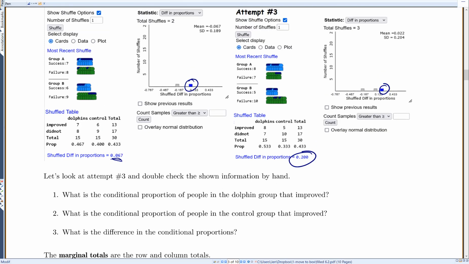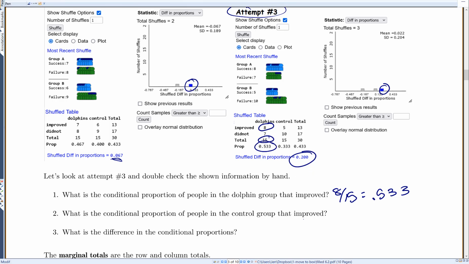So we're only looking at attempt 3. So this attempt right here, we're only going to look at this. What is the conditional proportion of people in the dolphin group that improved? Well, there were 8 people that improved out of 15, which gives me 0.533. And you can see it will just calculate it for you.